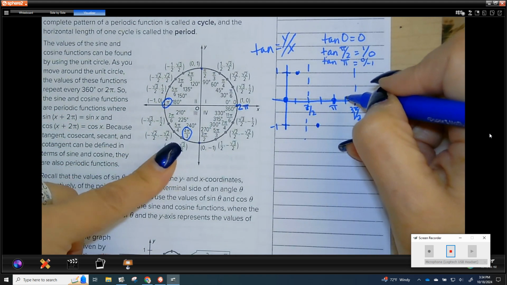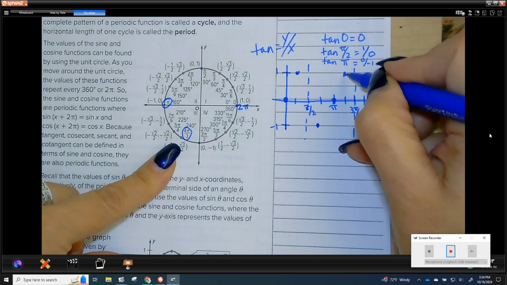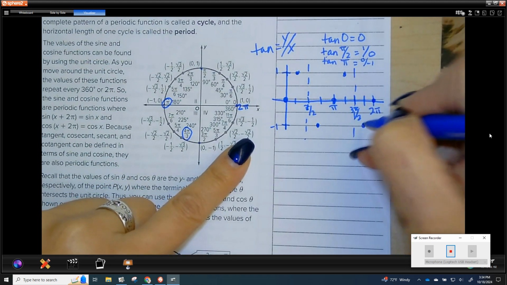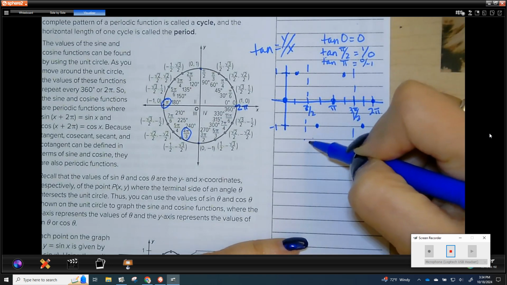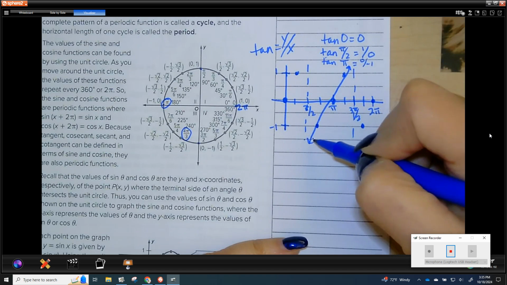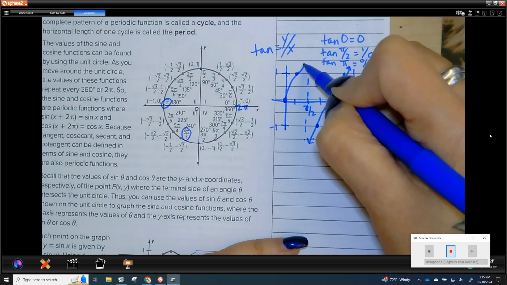Same thing, it's a positive 1. Jump to this one. Same thing, but it's a negative 1. So tangent goes along this asymptote and goes like that. It will not cross that dashed line. It just goes really close to it.